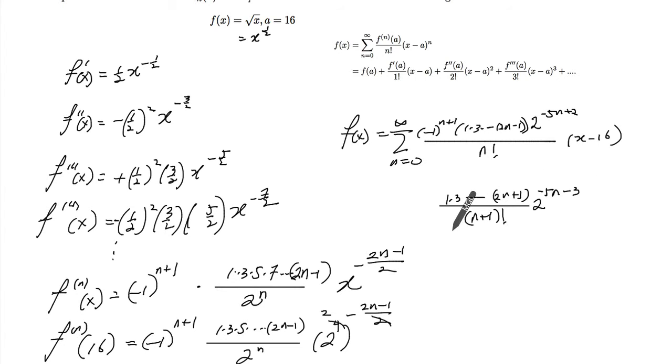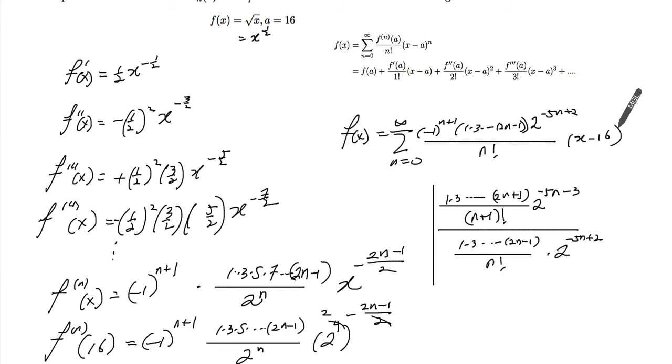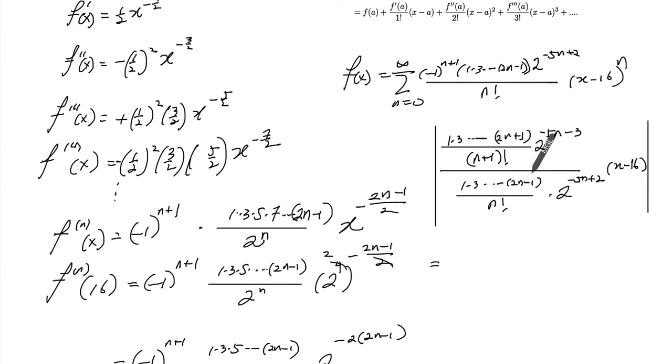Okay, so all of that divided by this, times 2 to the power of minus 5n plus 2. Okay, that's n there, so that's just going to be x minus 16. So all of this will cancel out with what we have here, except for this last one. All of that and this will cancel out except for this just n plus 1.